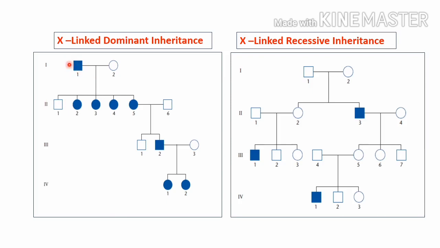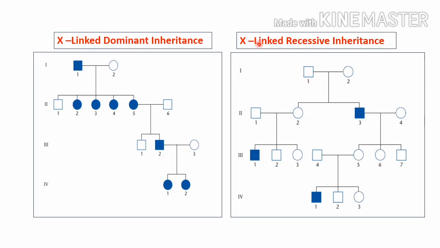In the first generation here the male is affected, in the second generation the females are affected, in the third generation again males are affected, and in the fourth generation the females are affected. So there is no arrangement where one generation has only males or only females. The actual fact is that in every generation there are affected individuals, both male and female. So this is the condition of the X-linked dominant allele or dominant inheritance.